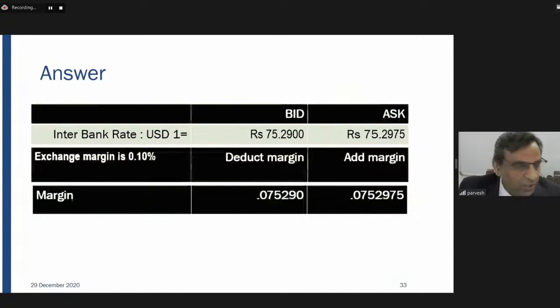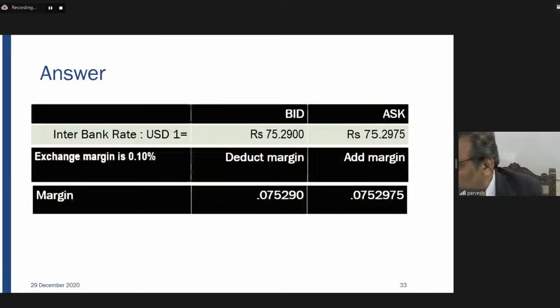So the margin is 0.1. So what I do is, 75.2900 into 0.1%. So I get 7529. Okay. Similarly, I take 75.2975 into 0.1%. I'm doing it on the calculator at the same time. So I get 0.0752975. Okay. So this is what we have got.